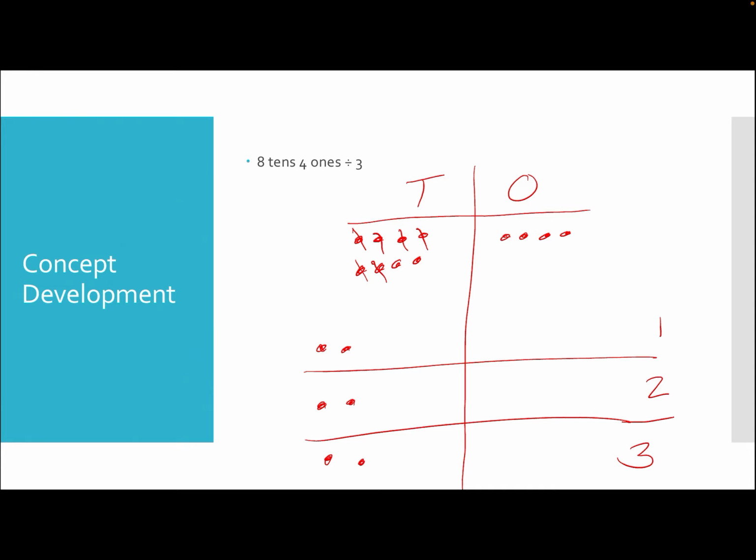All right, I have 2 left over, but I've got 3 groups. I cannot take these tens and put them in these 3 groups. So I'm going to take these 2 tens and decompose them into 20 ones. So I've already got 4 here. So I'm going to add 20 dots here.